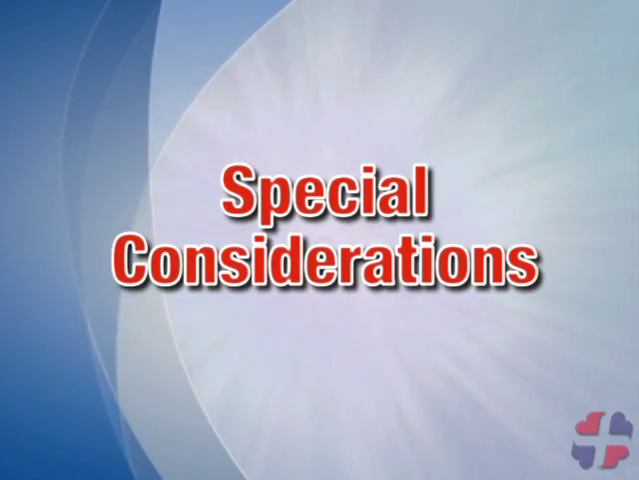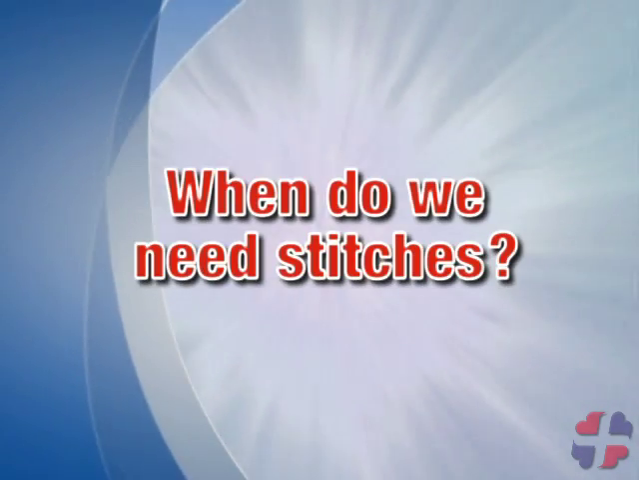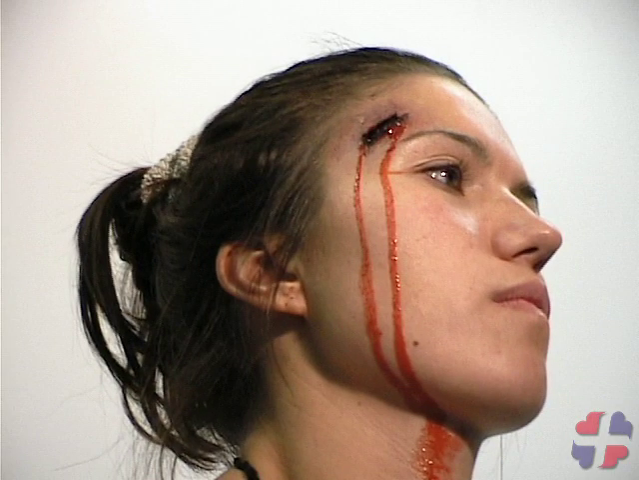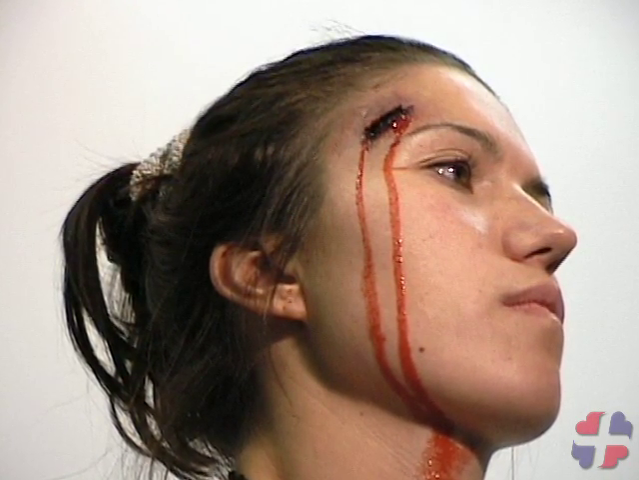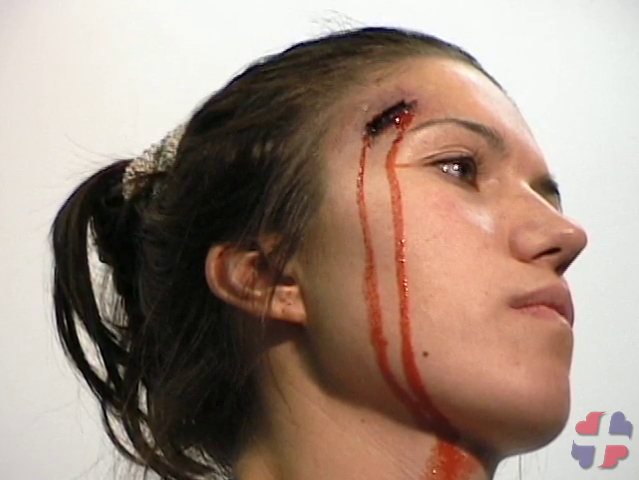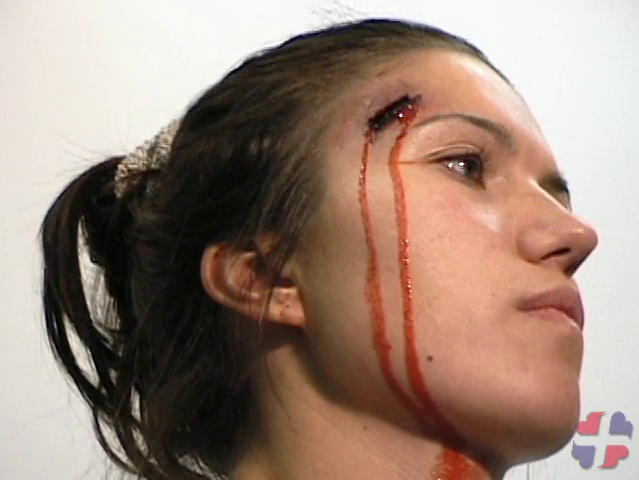Special considerations for wounds. When do we need stitches? Stitches are usually needed when there is a complete separation of both skin layers, the edges of the skin do not fall together, and the wound is larger than 1 to 2 centimeters. A closed wound does not involve a break in the skin, and therefore no external bleeding.